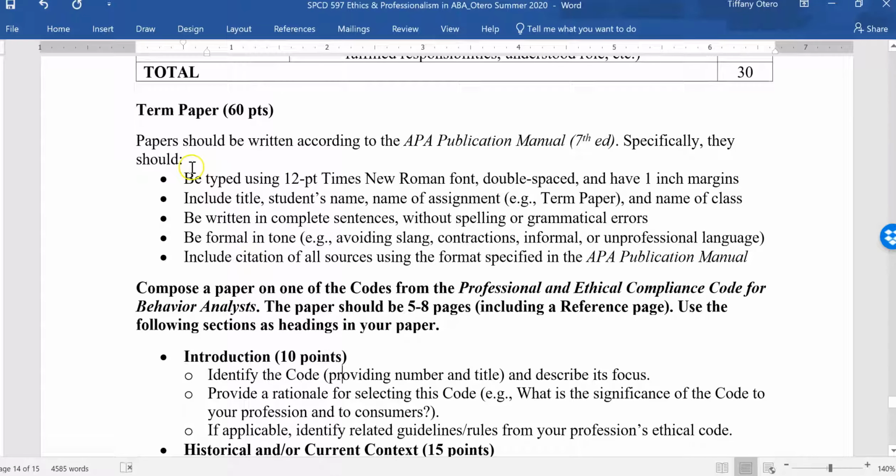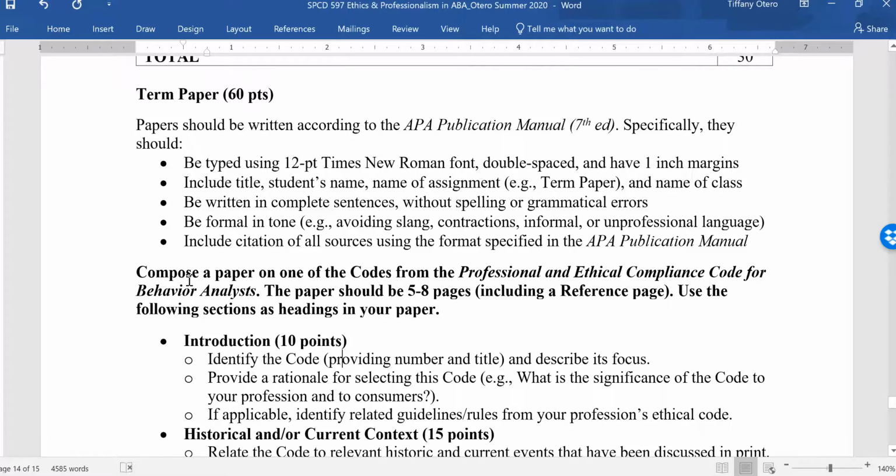This part here is just in terms of formatting. And of course, it does not have to be as formal as a paper that you would submit for publication, for example, but this will be how you set up your paper for a student.